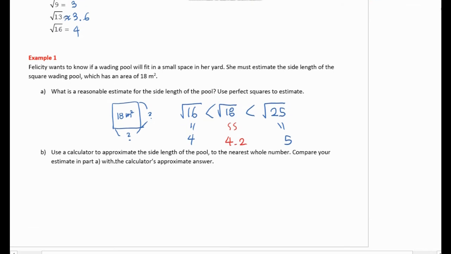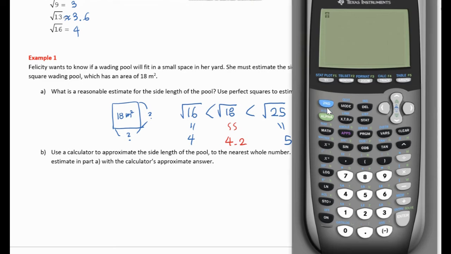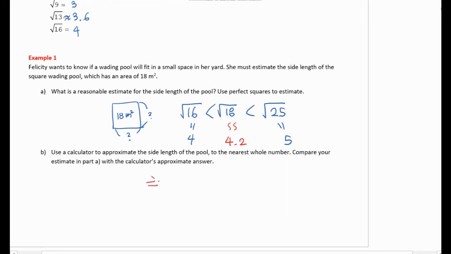Okay, use a calculator to approximate the side lengths of the pole to the nearest whole number. So 4.2, compare your estimate in part 8 with the calculator's approximate answer. Okay, so let's do it together. Square root of 18 is 4.2. So when you round it to the nearest whole number, that is 4. So the answer is 4 meters.